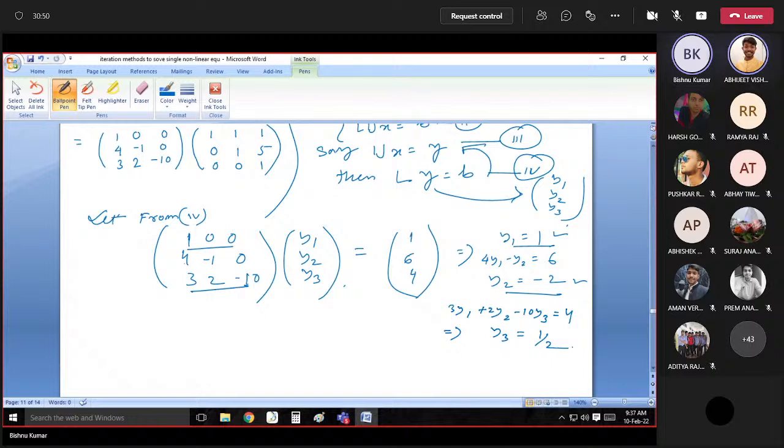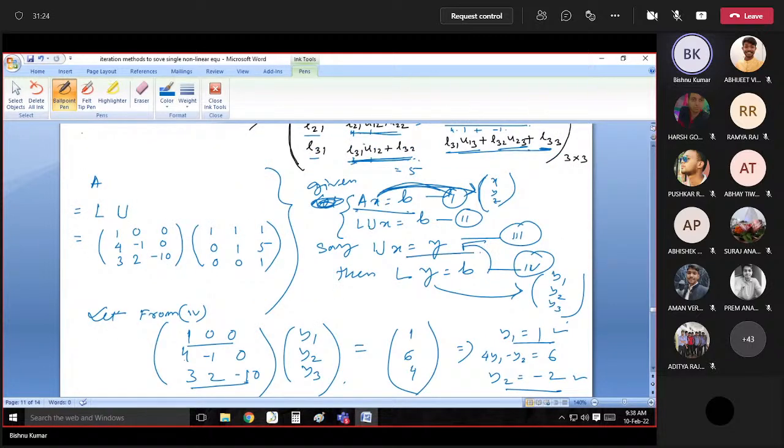So 1 minus 2, or y3 is simply half or minus half? Half only. Nicely, you just calculate. One minute, sir. Minus 1, minus 10, plus 5 to minus half. Y3 is minus half.